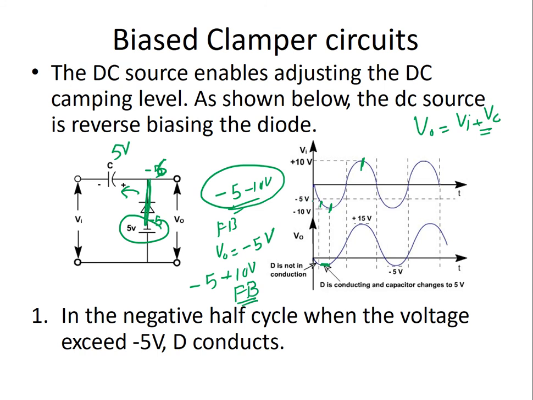Whatever input I am getting here, for example minus 9, then minus 9 plus 5 will be minus 4. So at this level I will get a value of minus 4. For example, this is 0, so 0 plus 5, at this instance I will get plus 5 volt here. So I have reached this level. Once I reach 10 volt, 10 plus 5 will be 15 volt, so I will reach the value of 15 volt.